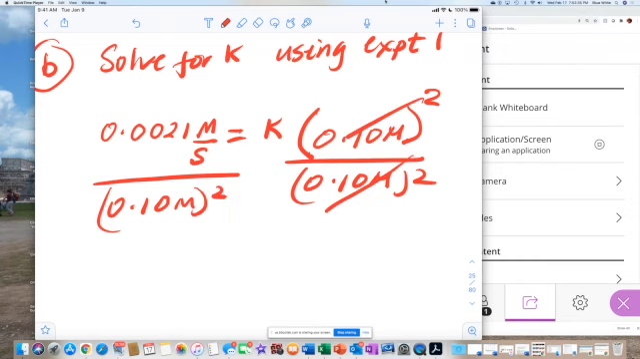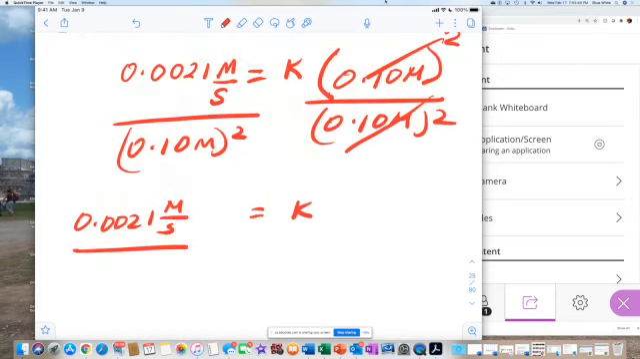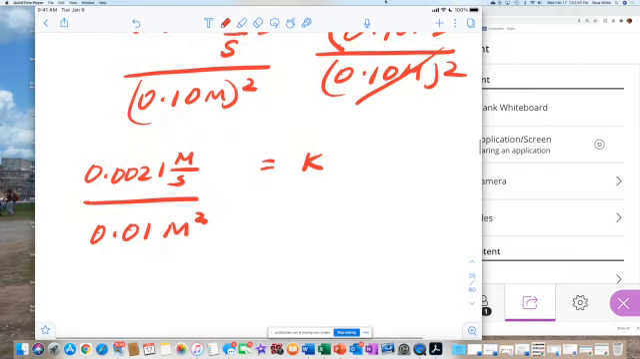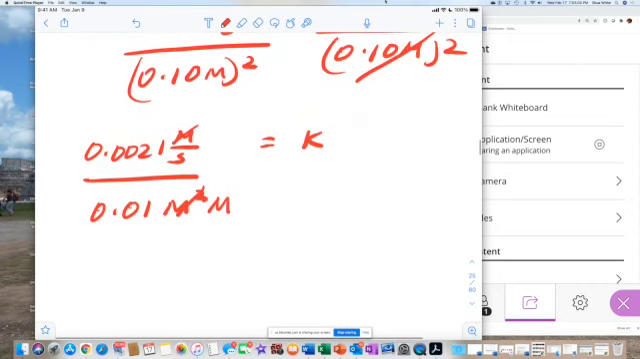Okay, so this cancels out, so we're left with K. So this is going to be 0.0021 molar per second. Let me square the bottom part. 0.1 squared gives us 0.01, and then the unit becomes M squared, right? Don't forget, you're squaring the unit and the number. So one of the M's cancels out with the top M. We're left with one M.